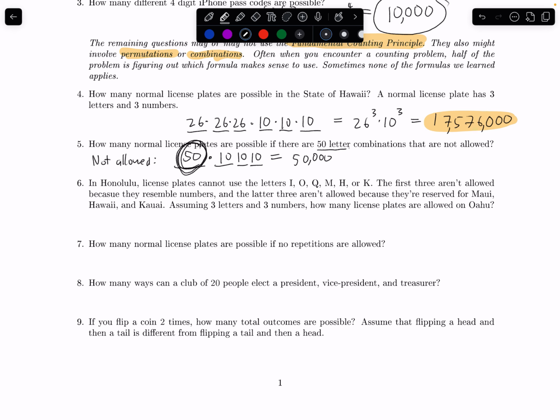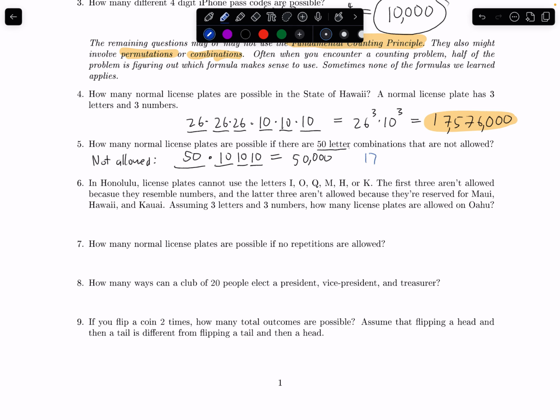Those are the ones that have those 50 letter combinations that are not allowed, along with all the different possible number combinations that could go with them. Okay, so now I come back to how many total license plates are okay. Well, I already figured out in my previous question how many were total, and I just got to subtract this number, and then I'm there.